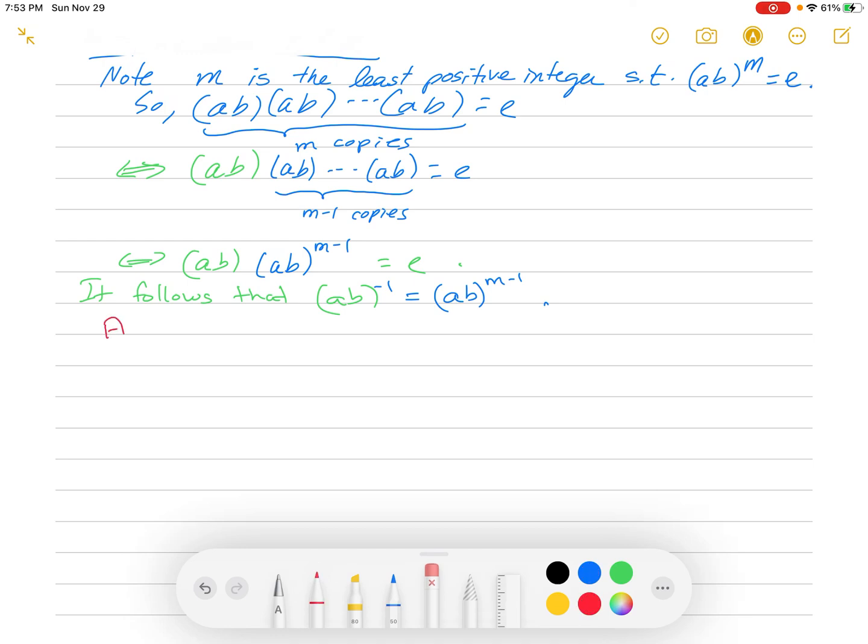Now something else we know: when you focus on AB's inverse, another name for AB's inverse is B inverse A inverse, right? B inverse A inverse, we've seen that. So B inverse A inverse equals this blue thing here, AB to the M minus 1 power. Okay.